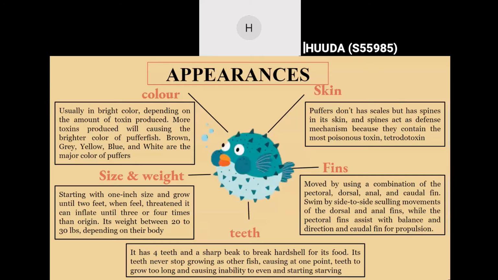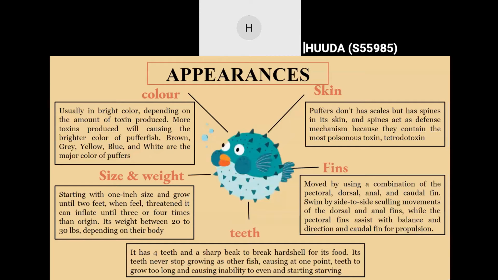Next, a puffer will start at 1 inch and can grow up to 2 feet, and its weight can be between 20 to 30 pounds. When they feel threatened, they will puff up to 3 or 4 times the actual size. And their weight will depend on the amount of water ingested. Puffer is scaleless and it has spines on its skin, and it acts as the defense mechanism.